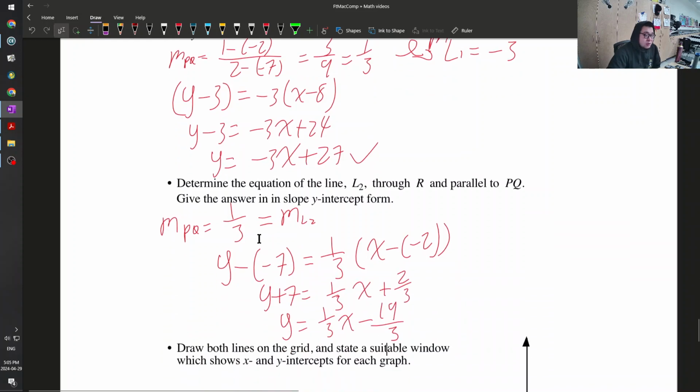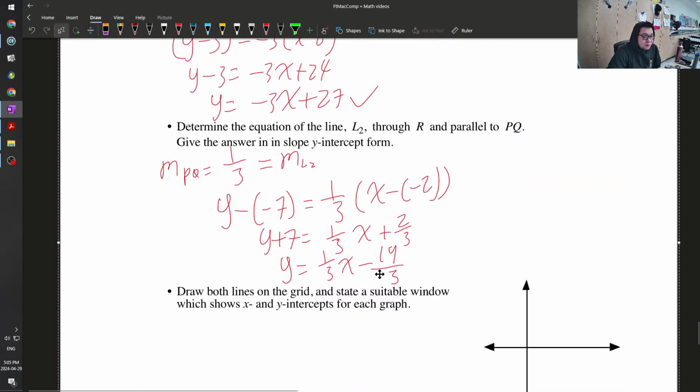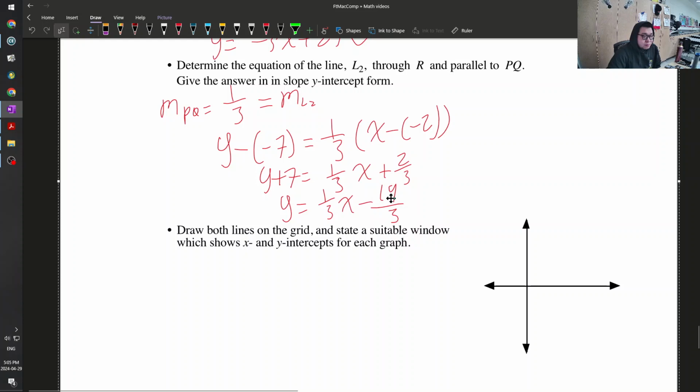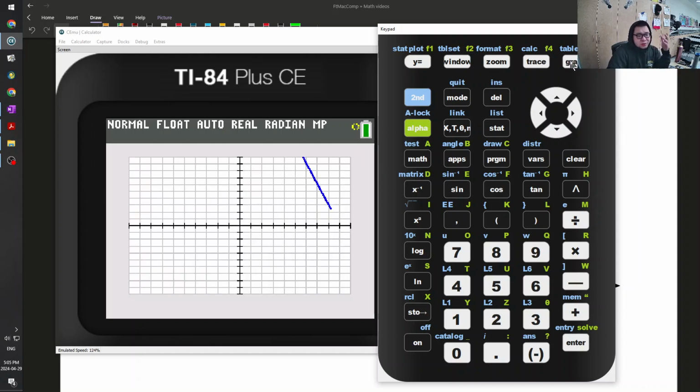Okay, draw both lines on the grid and state a suitable window, with the x and y intercepts for each graph. So negative 3x plus 27. Let's graph it. Negative 3x plus 27. Second graph is 1/3 x minus 19 over 3. Okay, so this is the standard zoom. So we have to see more up and more to the right.